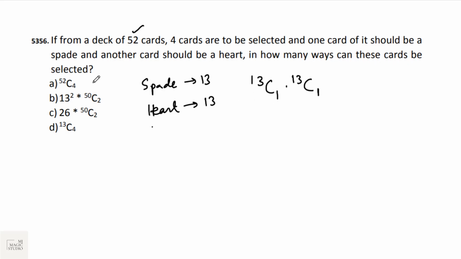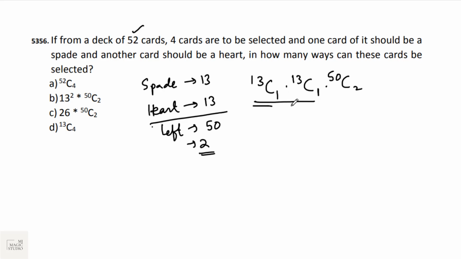Now we need 2 more cards. In how many ways can these cards be selected? Since 2 cards are already selected, we are left with 50 cards, out of which we need to select 2. That can be done in 50C2 ways. It is not said that you need to have only one spade or one heart. You can have more than one spade and more than one heart, but you should have at least one spade and one heart. That's why the remaining 2 cards can be selected from the remaining 50 cards. Now 13C1 is 13, 13C1 is 13, into 50C2, and that matches with 13 square into 50C2, option B.